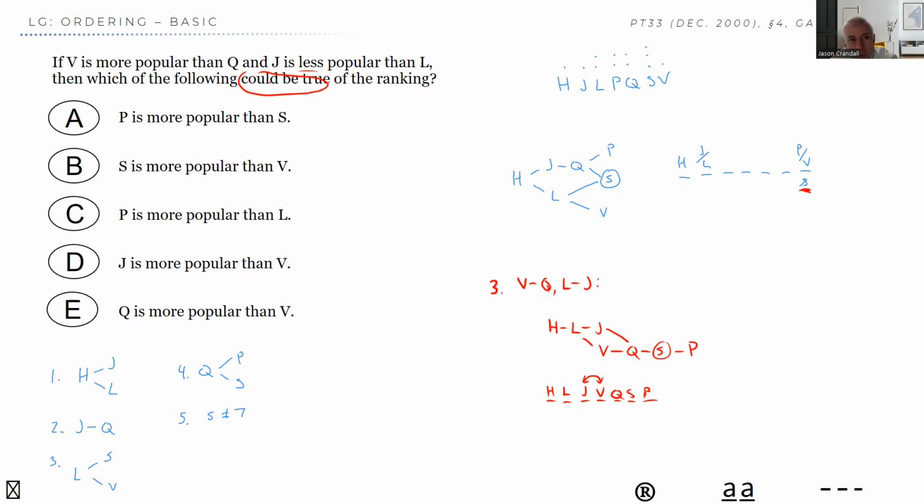What I want to focus on then is the J and V relationship. And I would honestly just scan my answers looking for J or V. So I see V here. I'm going to keep going. I just kind of want to see where they show up. I see J and V here and V here.